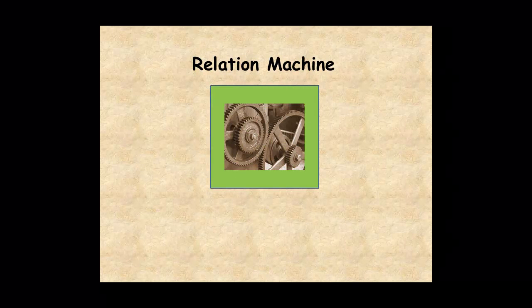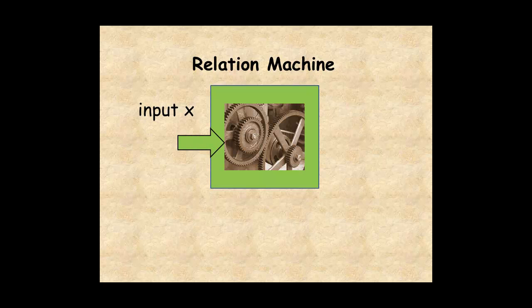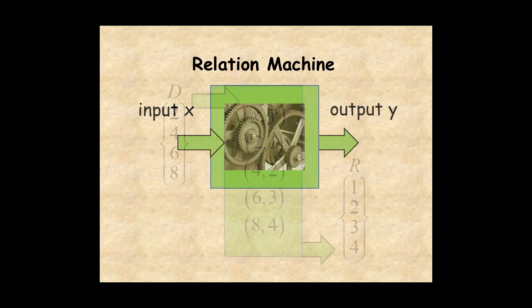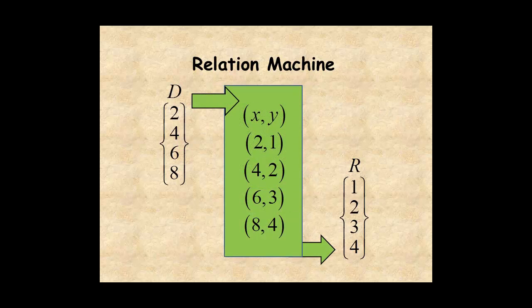It's useful to think of a relation as a machine with an internal mechanism that relates an input x to an output y. For this relation, the internal mechanism is the set of ordered pairs that define the relation. The inputs to the machine are the elements of the domain, and the outputs from the machine are the elements of the range.